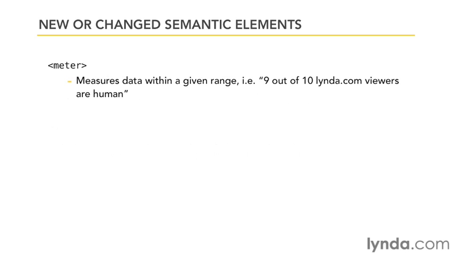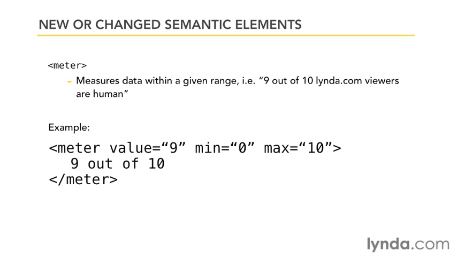The meter tag is a new tag that has a lot of potential. It's not really being used much now, but it will be in the future, and you'll see why in a second. The meter tag measures data within a certain range. For instance, 9 out of 10 lynda.com viewers are human, or 90%, or something like that. The point of the meter tag is that it actually carries with it information about the number within the tag itself. If you look at an example, you'll see what I mean.